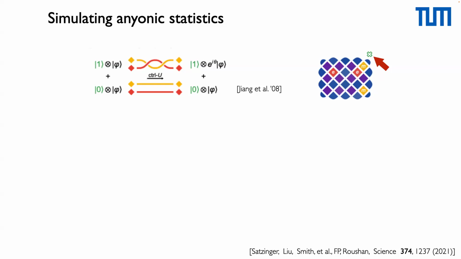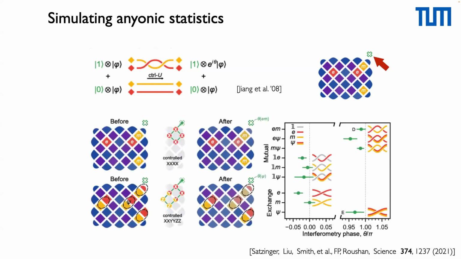And then it's easy to show that if you then measure the real and imaginary part of this extra qubit, you can then measure the phase that you get by doing the exchange or by moving one around the other. And this we then did on the machine, and the results are shown here.